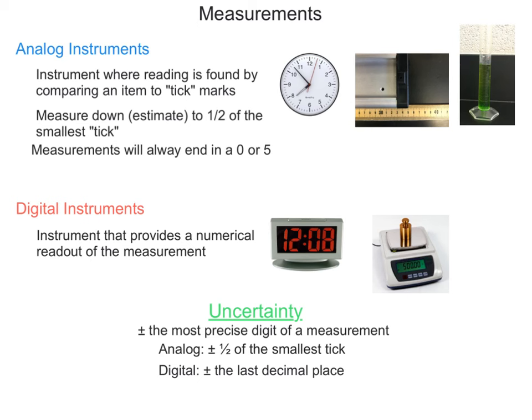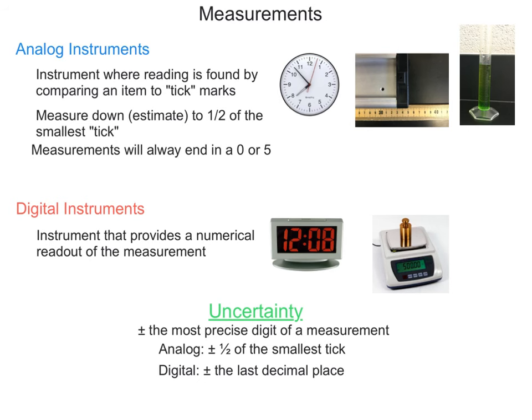Now, a digital instrument is different. It provides a numerical readout of the measurement. There is no comparison using your eyes. You just simply read the number here. Now, in an analog instrument, you are allowed to measure down or to estimate to half of the smallest tick. So measurements are always going to end in a 0 or 5, and you'll see that in the next slide. On the other hand, in a digital instrument, whatever the reading is, is exactly what the reading is. There is no estimating another digit beyond.